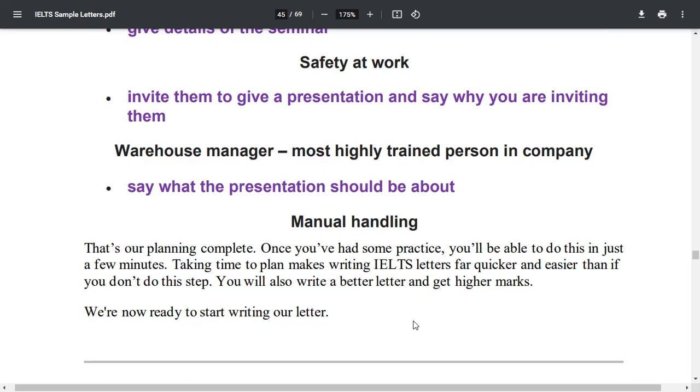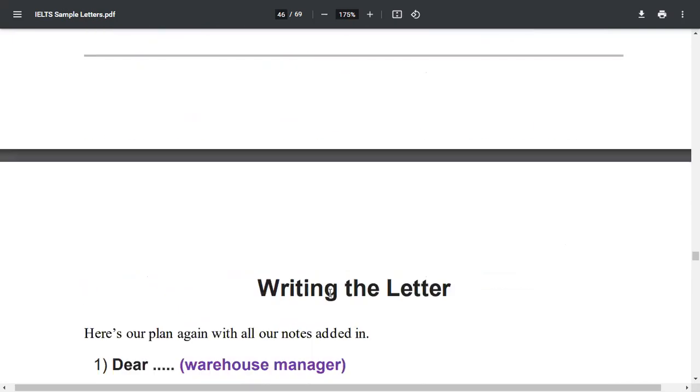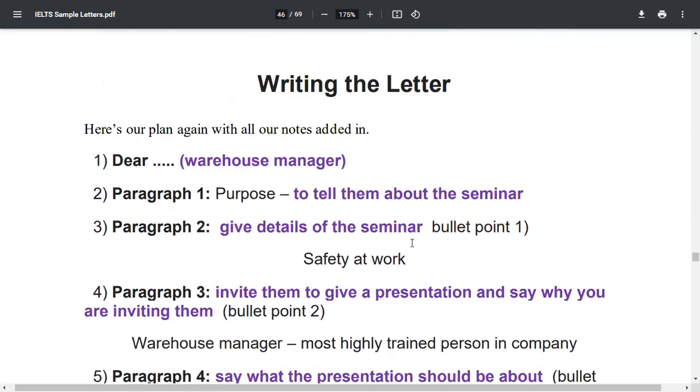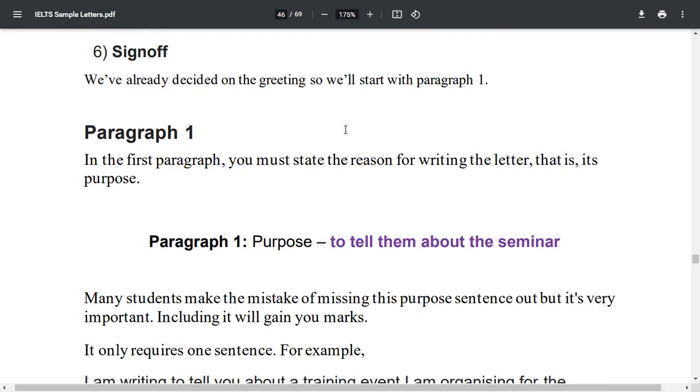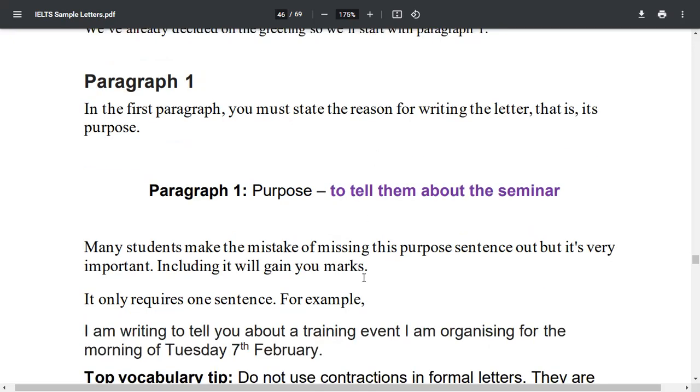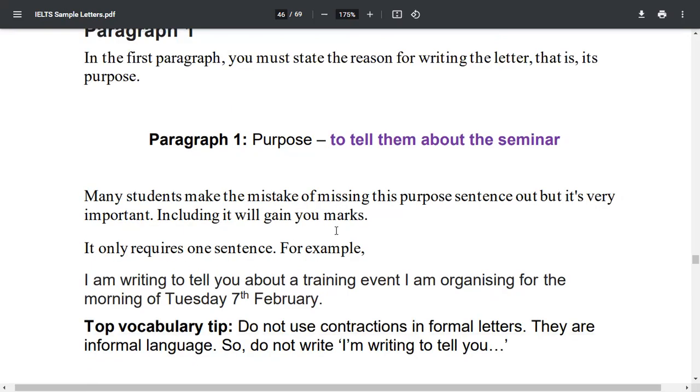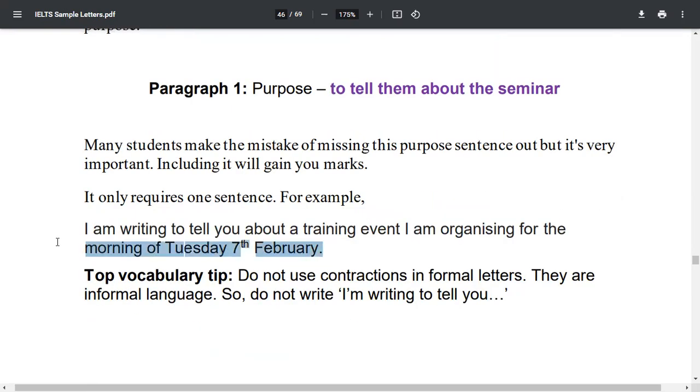Taking time to plan makes writing IELTS letters far quicker and easier than if you don't do this step. You will also write a better letter and get higher marks. So now we are ready to start writing our letter. As you can see, we've already thought about the answers to every single question. Now we need to start paragraph 1, which is the purpose sentence, the first sentence. So don't miss out the purpose sentence. The purpose sentence is very important to write, okay? It only requires one sentence, so you don't miss it out.